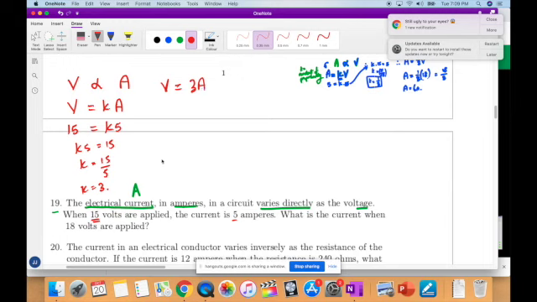So that makes sense. So now they say when 18 volts are applied, well, 18 volts now is equal to 3A. 3A is equal to 18 volts. A is equal to 18 divided by 3. A is still equal to 6.